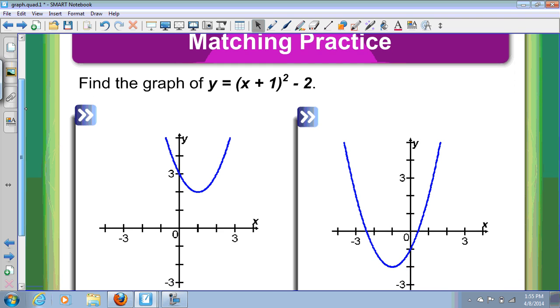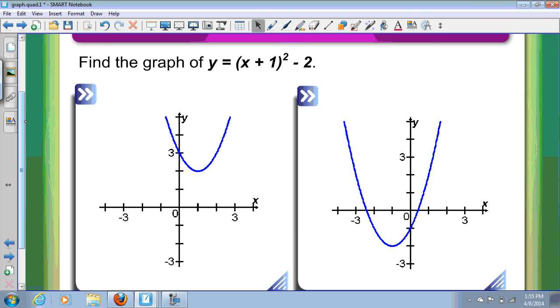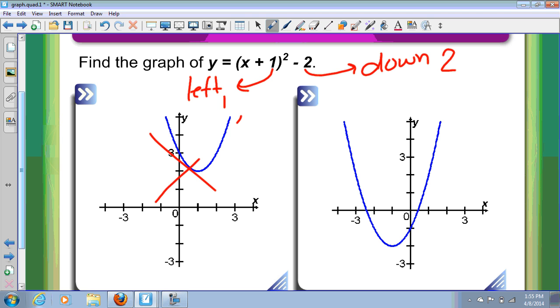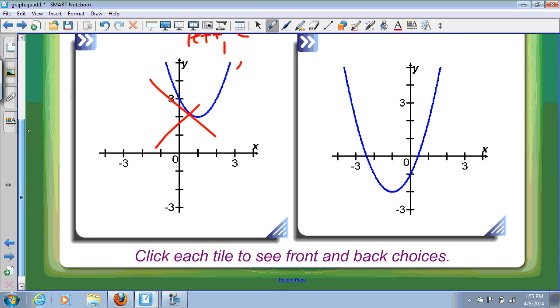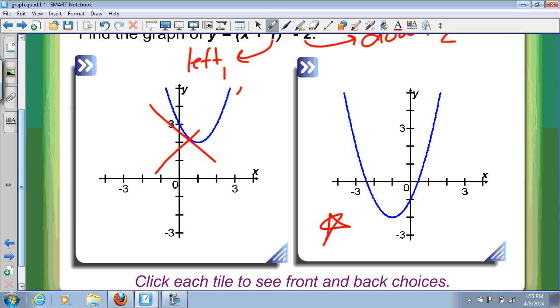Okay, let's see if we can match the graphs. Which graph? Y equals the quantity x plus 1 squared minus 2. I have 2 units down from the origin, okay? So this is down 2, and I'm left 1. Well, this one's up, so we know it's not that one. So we know it's got to be this one.